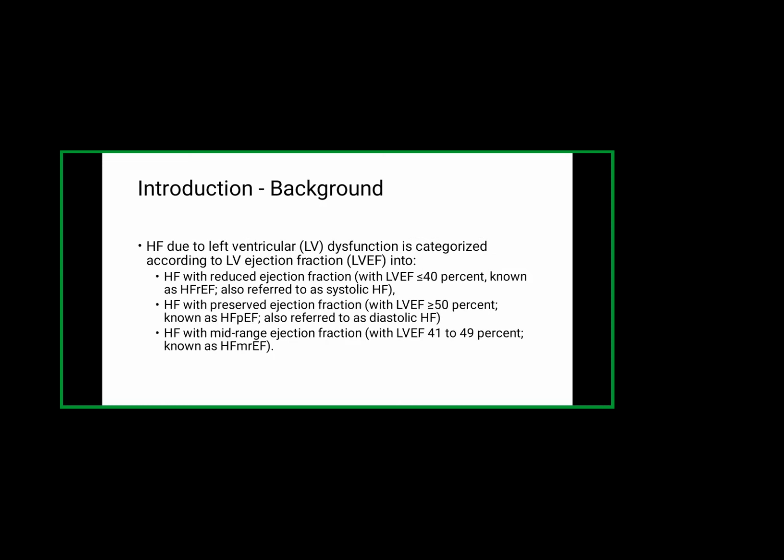Also, ventricular dysfunction is characterized according to ejection fraction into heart failure with reduced ejection fraction, with EF of less than or equal to 40%, previously known as systolic heart failure. Then heart failure with preserved ejection fraction, EF greater than or equal to 50%, also previously referred to as diastolic heart failure. Now we also have recently introduced heart failure with mid-range ejection fraction, where the EF is 41 to 49%.